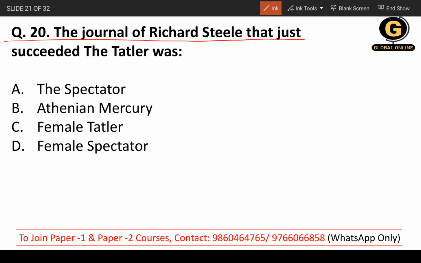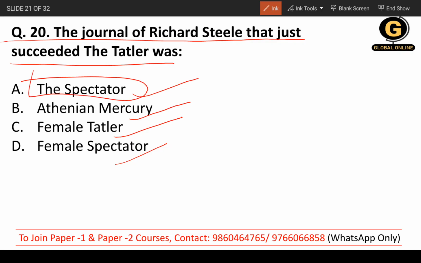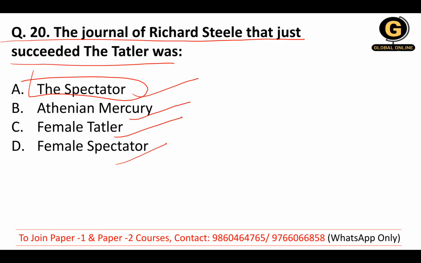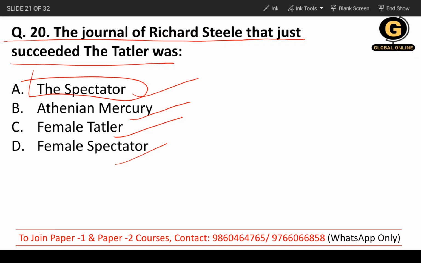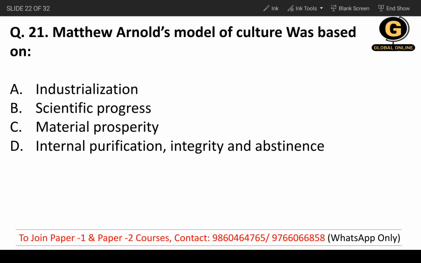The journal of Richard Steele that had just succeeded the Tatler was. The options are the Spectator, the Athenian Mercury, Female Tatler, Female Spectator. So these are the journals. You need to answer that the journal of Richard Steele that just succeeded the Tatler was the Spectator. That is the correct answer. Okay, so moving on to question number 21.